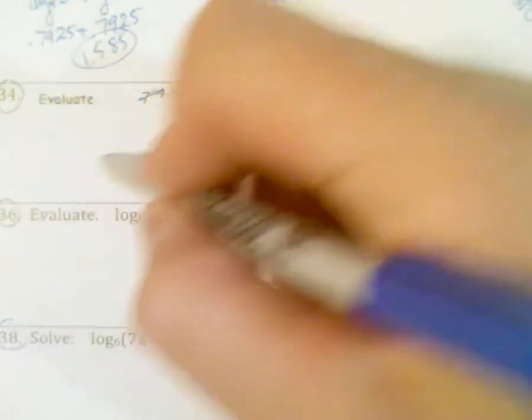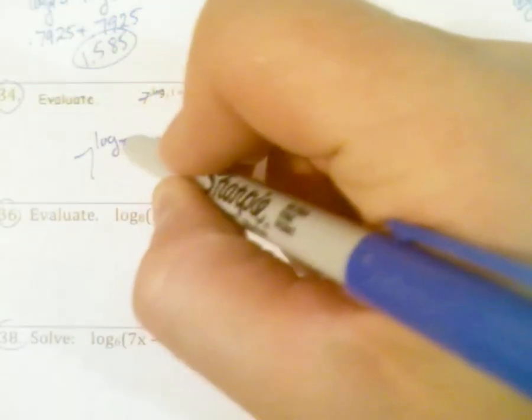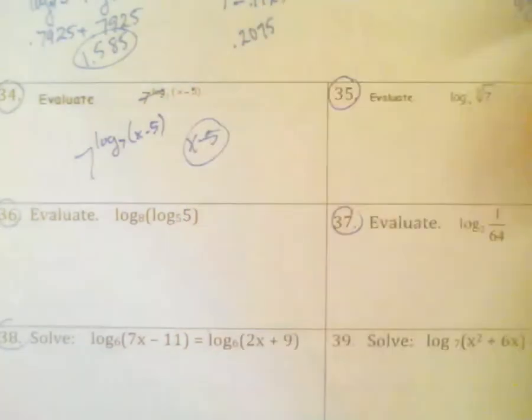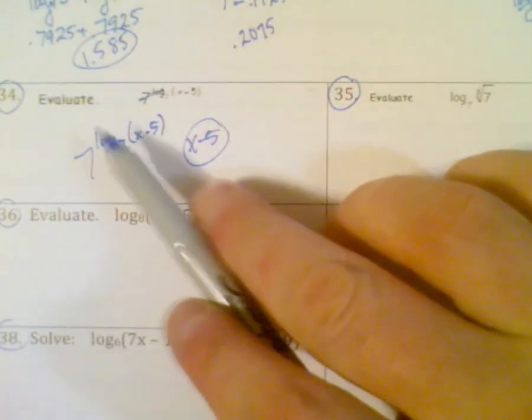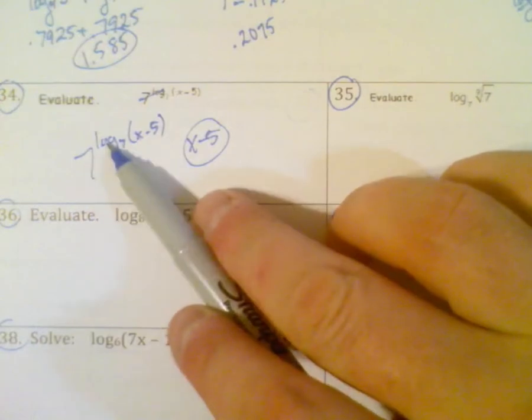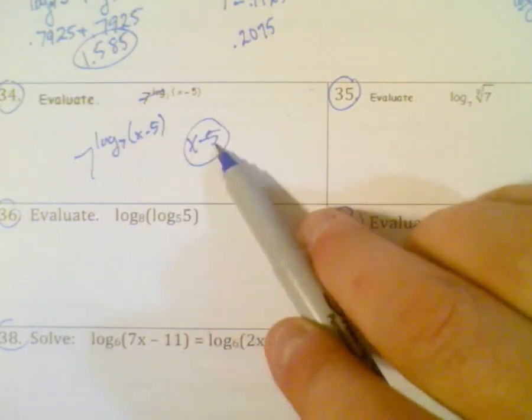Okay, I can kind of enlarge that like that. So since you have a log of 7 up in the top, those two cancel, and you just get that x minus 5 there. Okay, which is that.